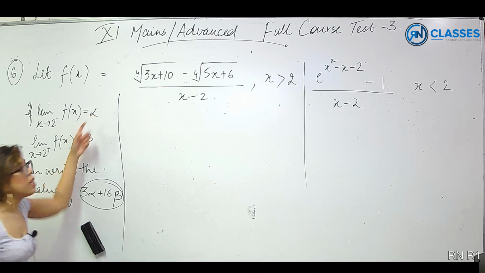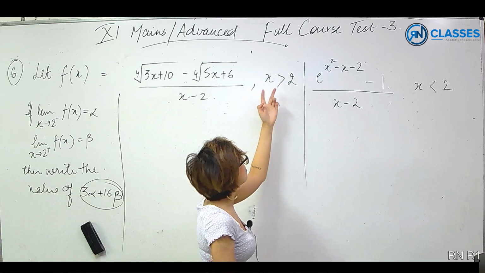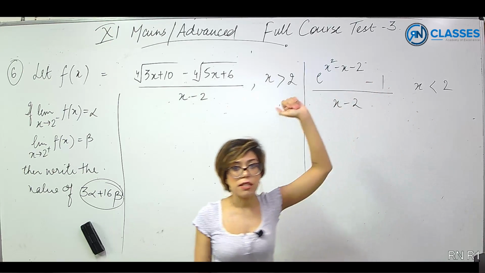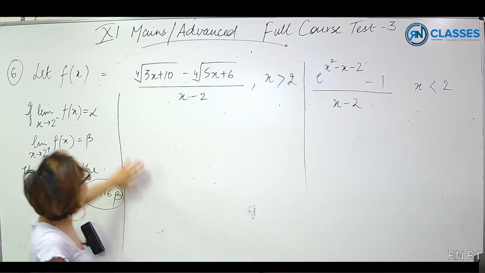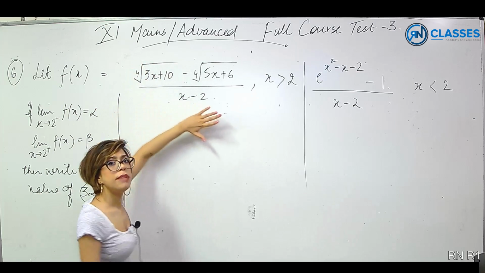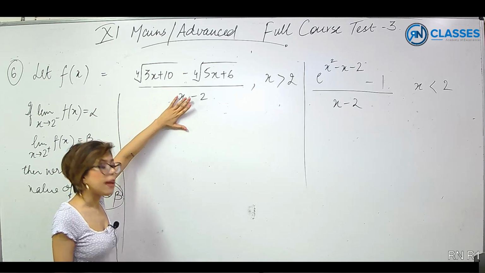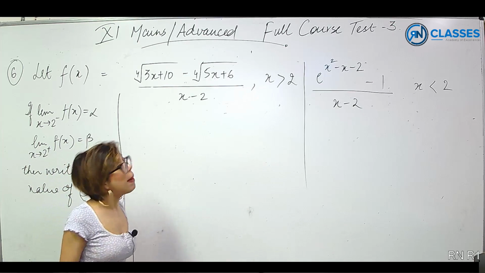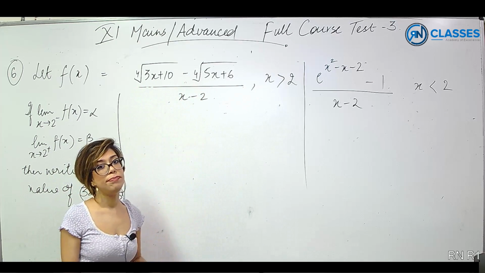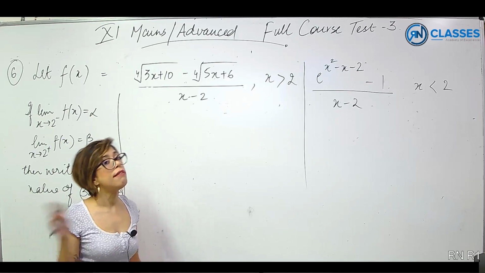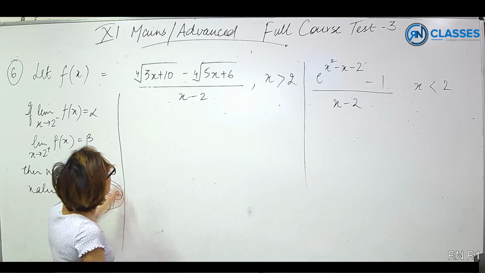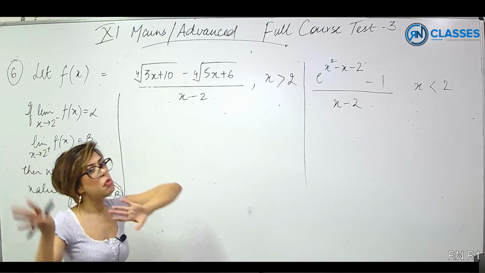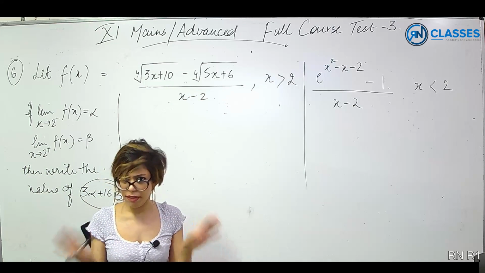Basically, I need to evaluate these two limits as x approaches 2 plus and as x approaches 2 minus. So, I'm interested in finding out the limit of this function. Clearly, it is 0 by 0 form. So, that means I need to find out that common factor and cancel it out. But radical sign is getting involved. Now, whenever radical sign gets involved, we need to rationalize it. But mind it, we have the 4th root, the power 1 by 4. So, we have to rationalize twice. But it's okay. We know what to do.